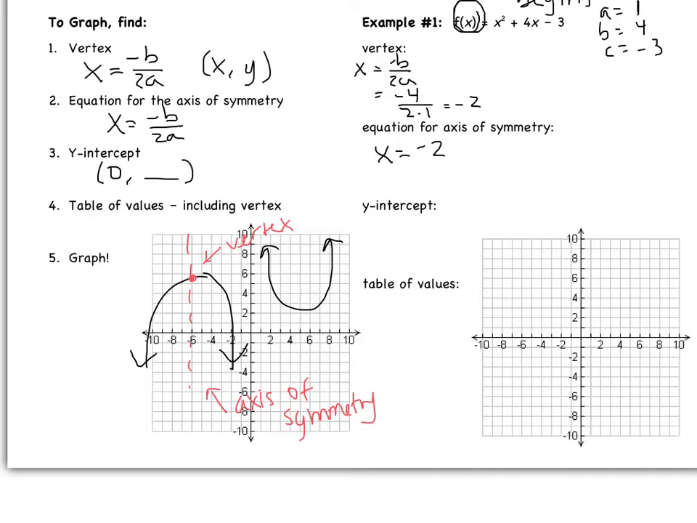This is just the x. In order to find the y, I need to substitute the x back in. So I have negative 2 squared, add 4 multiplied by negative 2, subtract 3. So I get 4 add negative 8, subtract 3. 4 add negative 8 is negative 4. Subtract 3 is negative 7. So my vertex ends up being negative 2 comma negative 7.